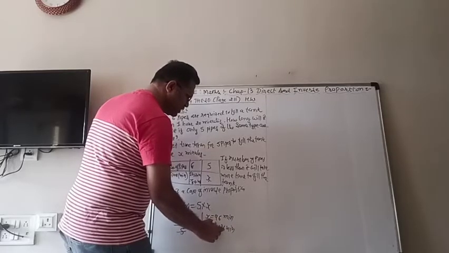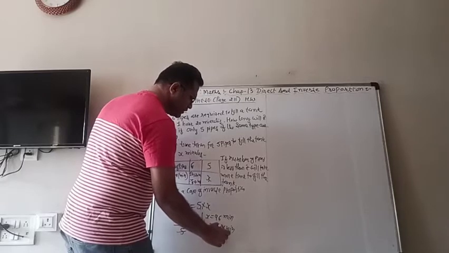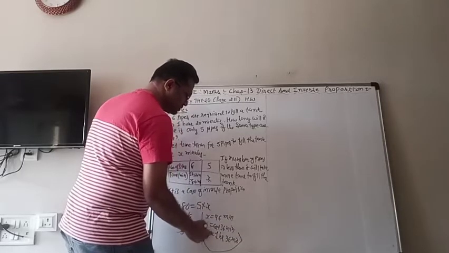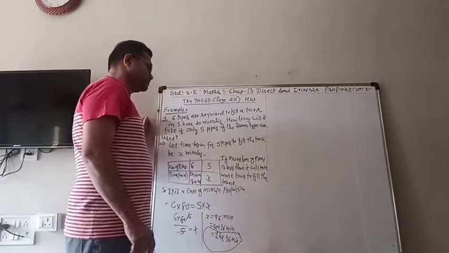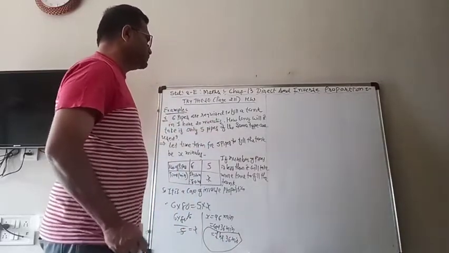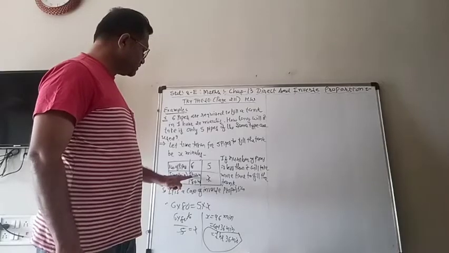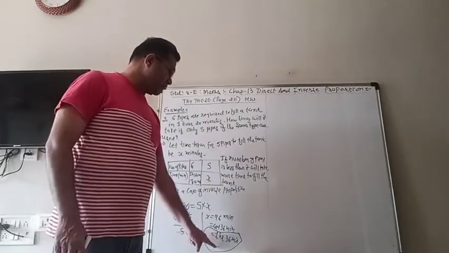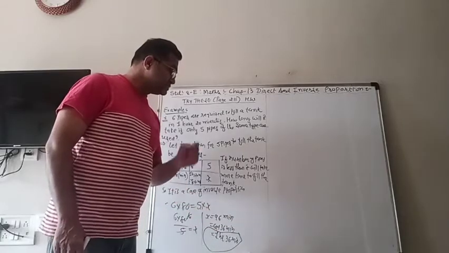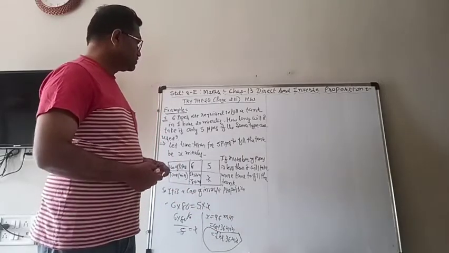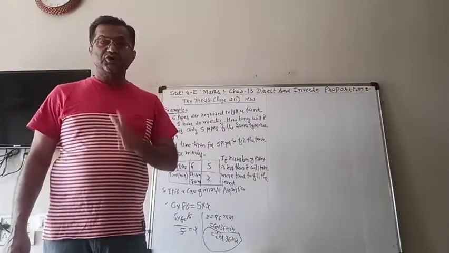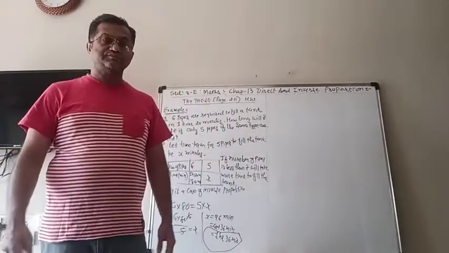96 minutes means 60 plus 36 minutes. So 60 minutes means 1 hour. So 1 hour and 36 minutes. It means that to fill the tank, if there are only 5 pipes, then compared to 1 hour 20 minutes, you will take more: 1 hour and 36 minutes. So here we have to understand, if you take direct proportion here, your answer will be totally wrong.